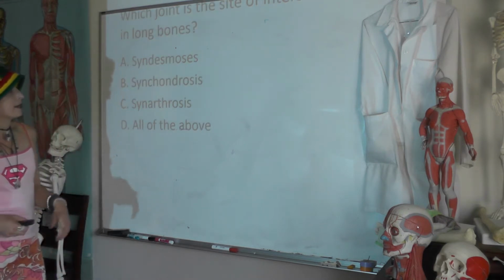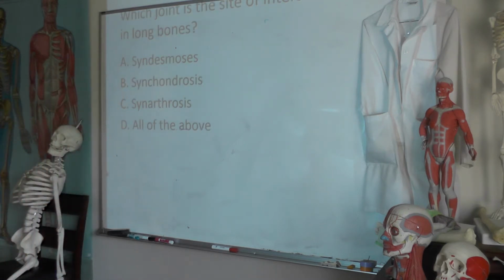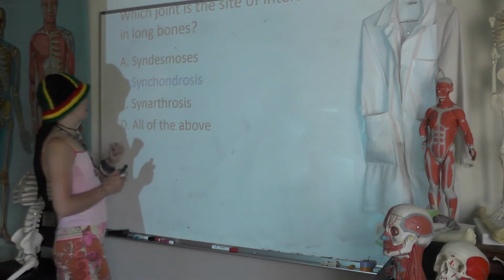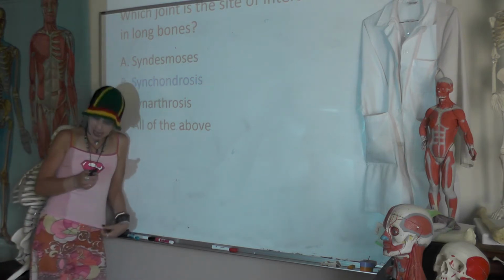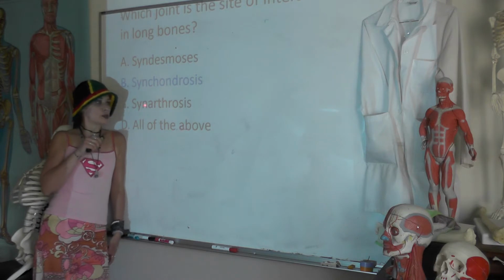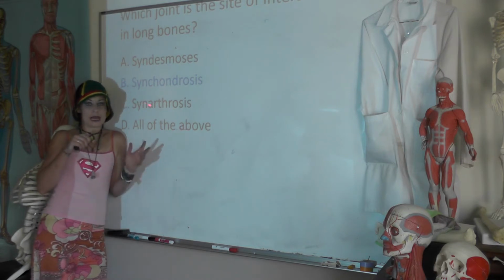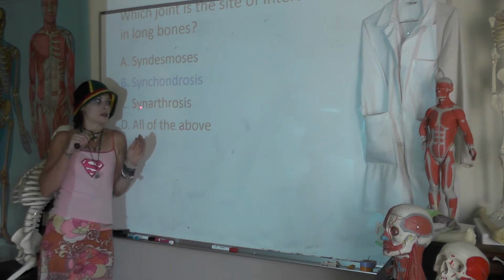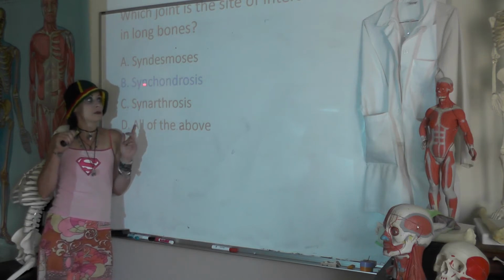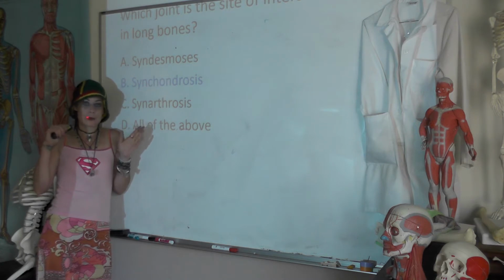All right, here we go. Which joint is the site of interstitial growth in long bones? A, syndesmosis, B, synchondrosis, C, synarthrosis, D, all of the above. Yeah, the answer is synchondrosis. And you might say, yeah, but it's a synarthrosis. Well, sure, but we have more than one type of synarthrosis. Synarthrosis just means you don't allow any movement. And we don't allow any movement there, but the site of interstitial growth is the epiphyseal plate, which is a synchondrosis.